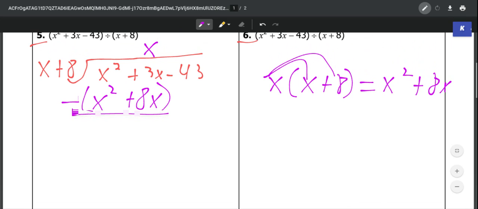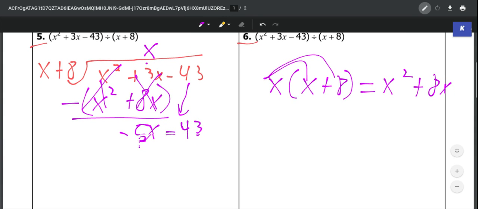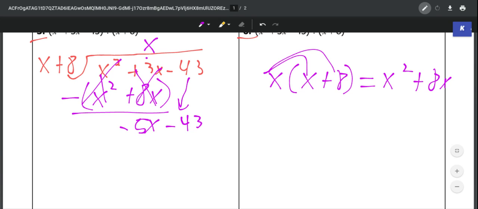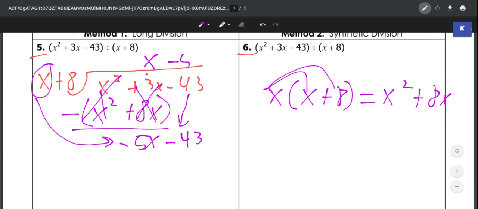All right, so the second part of this is going to be to actually do this subtraction. So we're saying x squared minus x squared, so that's going to be 0. So that's going to be gone. Now we're saying 3x minus 8x. So that'll be negative 5x. So we're done with that. Now we're going to bring down our minus 43. And we're going to go through this process again, but we're only going to look at x. So we're going to say, okay, how can we get from x to negative 5x? By multiplying. And that's going to be to multiply by negative 5.